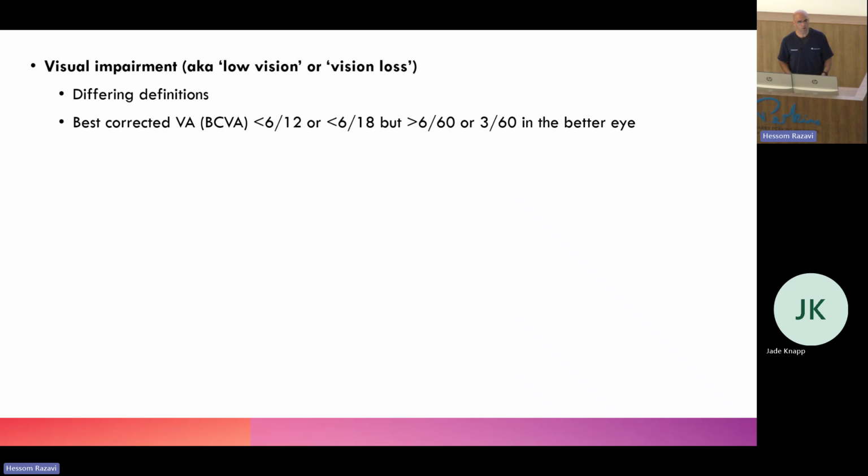As far as definitions, look, visual impairment is also known as vision loss or low vision. There's differing definitions, such as best corrected visual acuity, so that's with glasses on, being less than 6/12. Some definitions will say less than 6/12. Some definitions will say less than 6/18, right? And then they generally have a lower limit, let's say, better than 6/60 or better than 3/60. And all of this is generally in the better eye. So we're interested in what's the vision in the better eye.